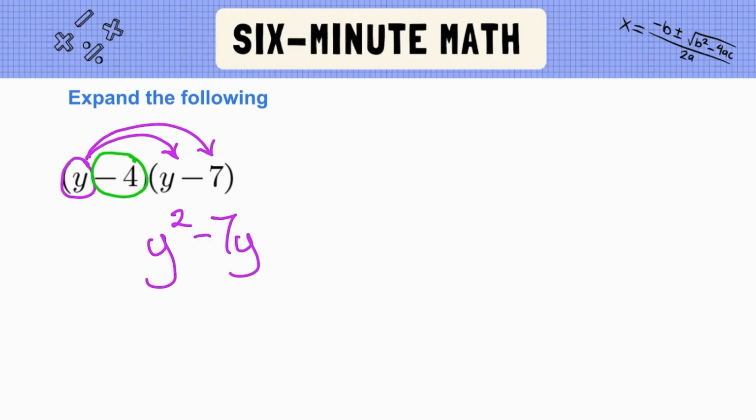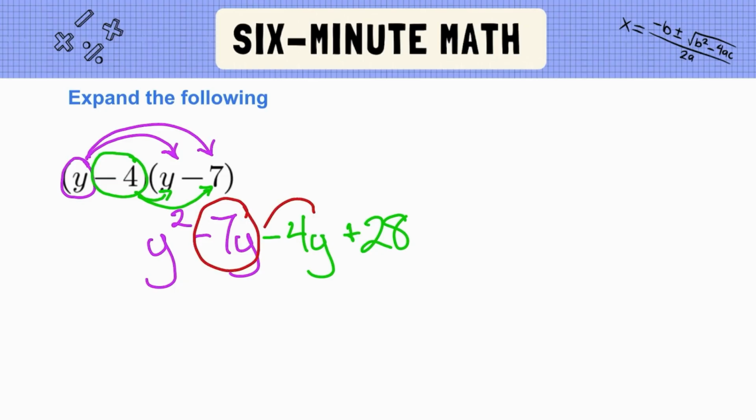We're now going to multiply the second term by each of the terms in my second polynomial. Negative 4 times y is negative 4y, and negative 4 times negative 7 is positive 28. Collect my like terms in the middle here for a final answer of y squared minus 11y plus 28.